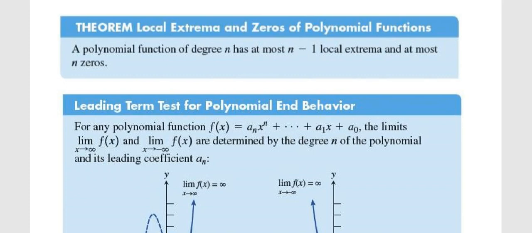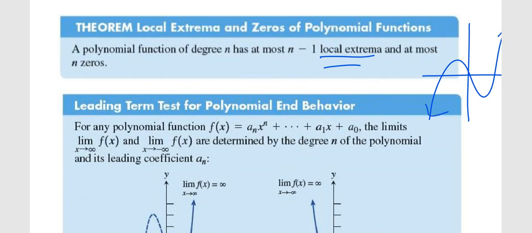So now we have our theorem: a polynomial of degree n has at most n minus 1 local extrema and at most n zeros. It could have less than that, but the maximum number of local extrema, your local mins and maxes, would be 1 less than the degree. So the example we just had, we had 2. We had a relative min and a relative max, and that's 1 less than the degree. But that's at most. We could have less than that. Like the example before that, we had none. It was a 3rd degree polynomial, but we still had no local extrema.